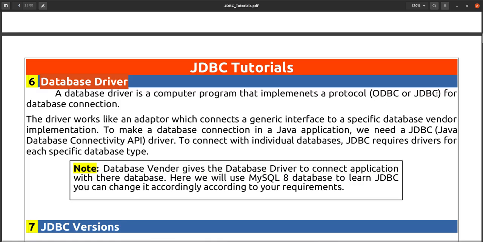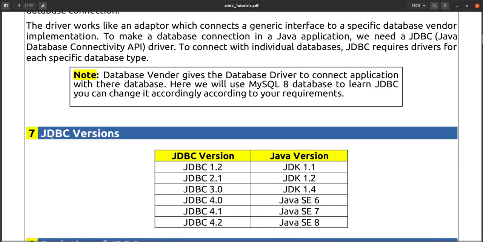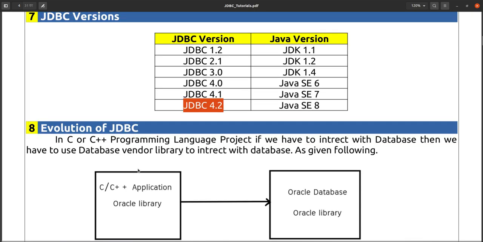There is an implementation of JDBC, and these are the versions of JDBC. The first version, JDBC 1.2, came with JDK 1.1, and in Java Standard Edition 8, JDBC 4.2 is released.